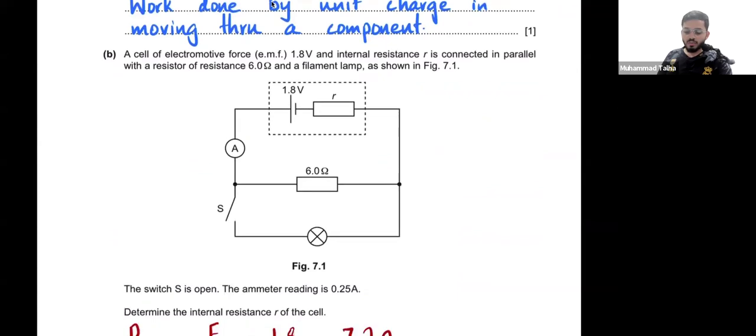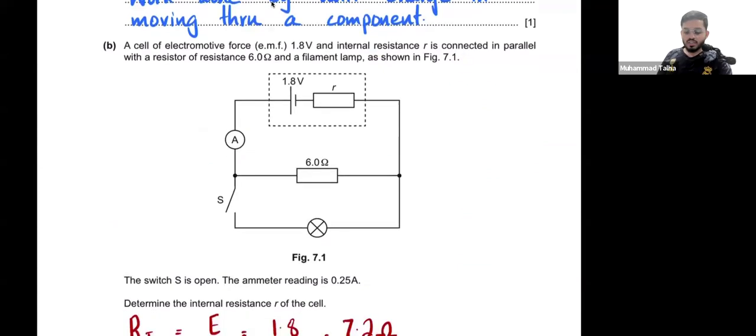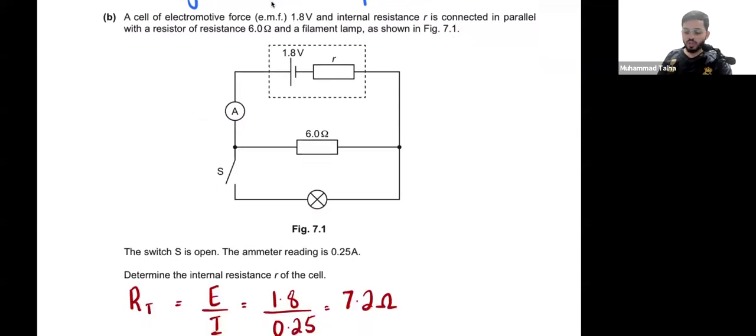Part B, a cell of EMF 1.8 volts, internal resistance r is connected here. Resistance is 6 ohm, filament lamp is shown. So this is shown in 7.1. The dotted lines show that this is the cell. So this is the internal resistance. And you have the 6 ohm resistor and the lamp here.